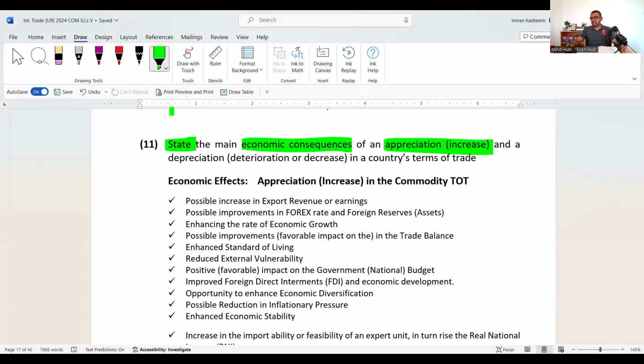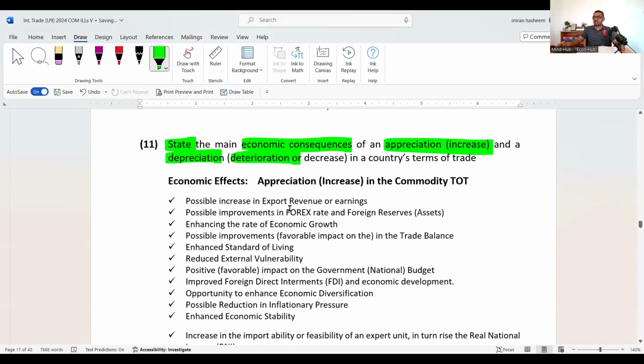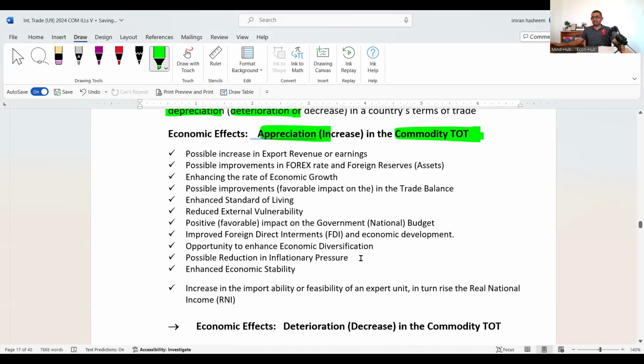And a depreciation, which is known as a deterioration. That's another word they use a lot, of a country's terms of trade. In local levels, terms of trade, commodity terms of trade. Right. First, I'm starting with the economic effects. Okay, that's another way to say appreciation, commodity terms of trade. Right. I've given a list of points.